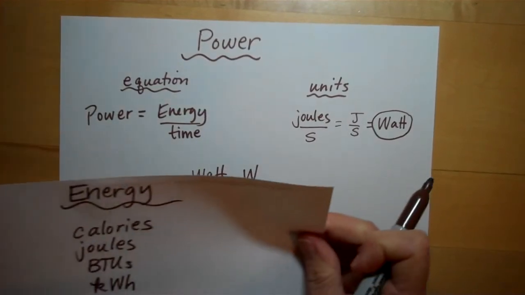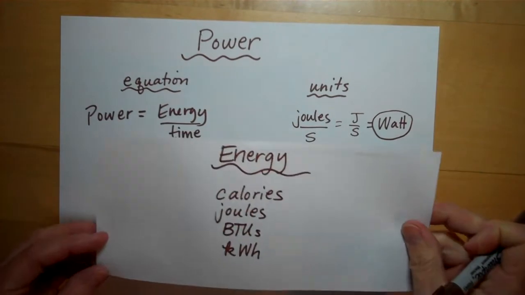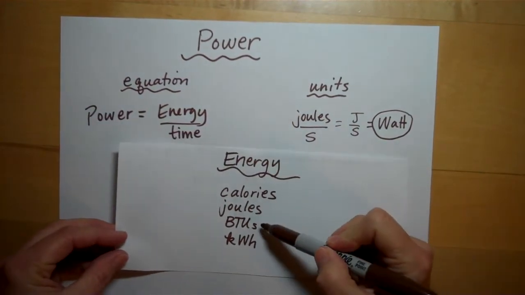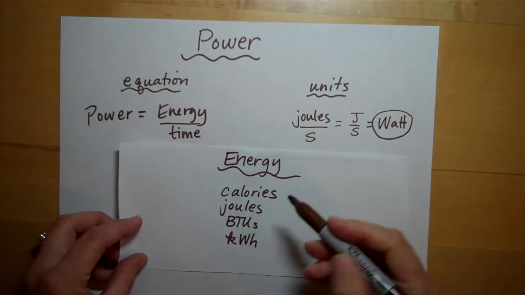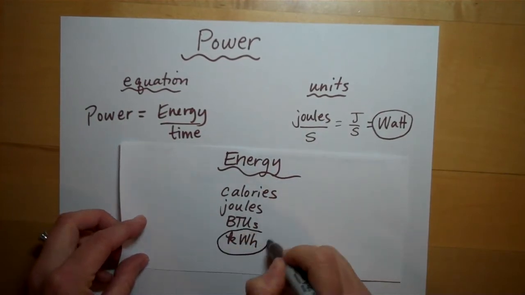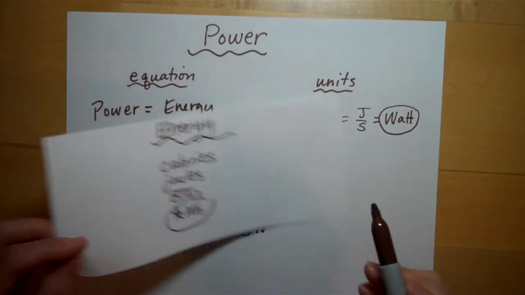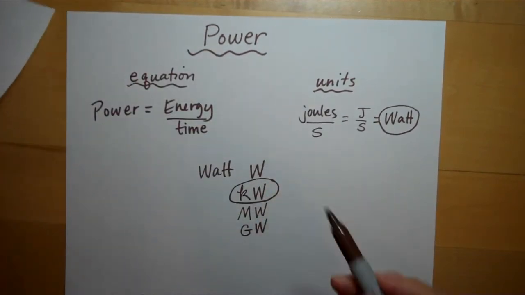Remember, we already talked about units of energy: calories, joules, BTUs, and kilowatt hour. So this is where the confusion lies. Don't confuse the kilowatt hour, which is a unit of energy, for the kilowatt, which is a unit of power.